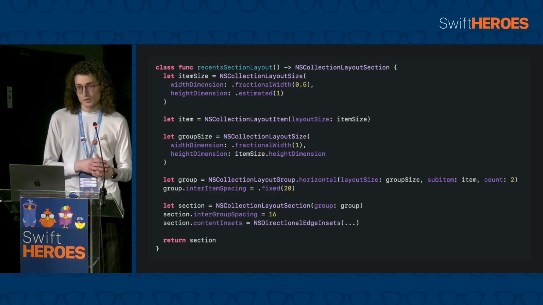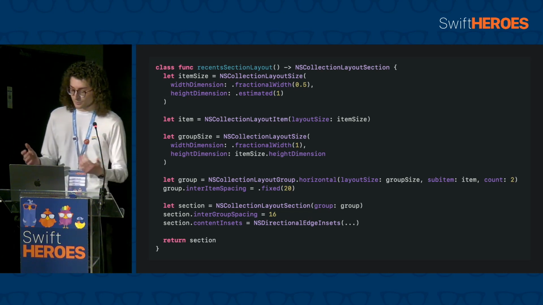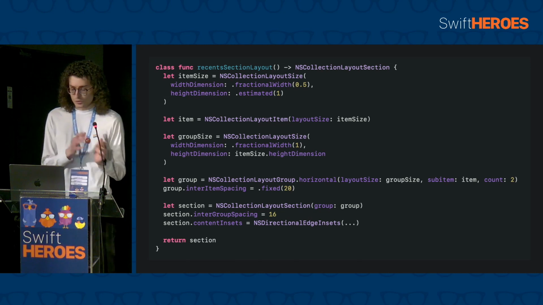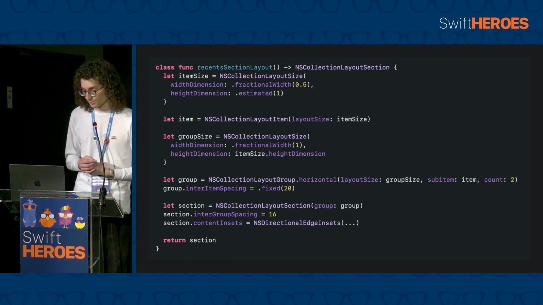Then we will create the layout for our recent section, which will basically only create a grid of items. So we will create a layout group with a horizontal layout, and it will always display 2 items.